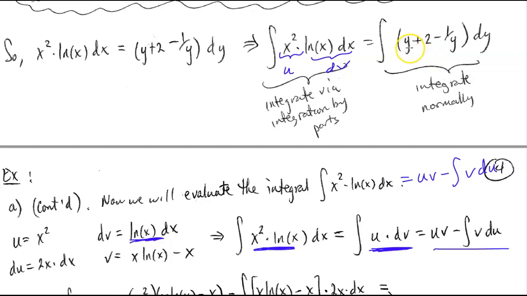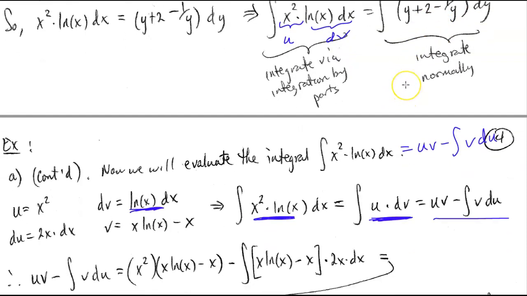We know that the antiderivative of y is just y squared over 2. The antiderivative of 2 is just 2y. And the antiderivative of 1 over y would be the natural log of the absolute value of y.